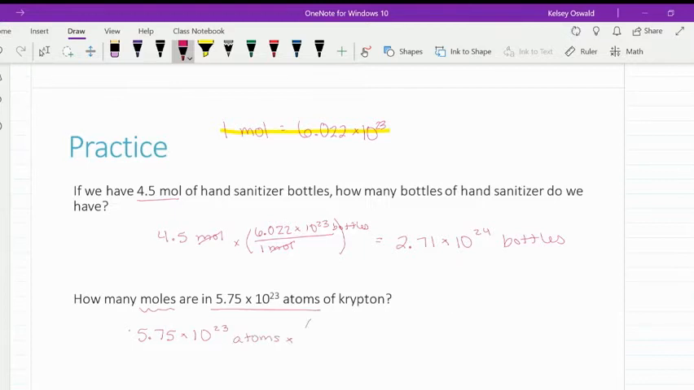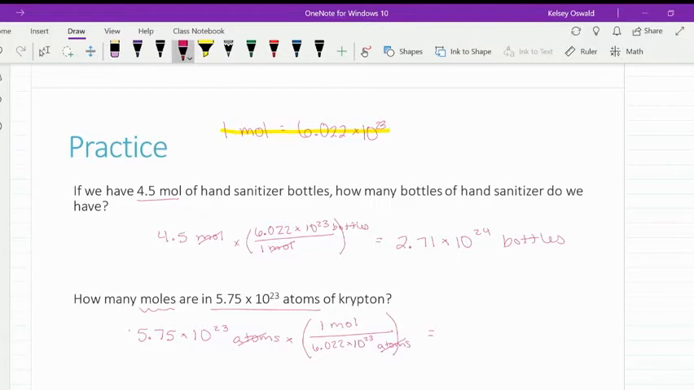We don't want atoms though, so we need some way of canceling that out. If atoms is on top to start off with, that means I need atoms at the bottom of my conversion factor. Thankfully, if we're trying to go from atoms to moles, we know in 1 mole of a substance, we're going to have 6.022 times 10 to the 23rd atoms. They have atoms on top, atoms on bottom. They cancel out, and we're left with moles.